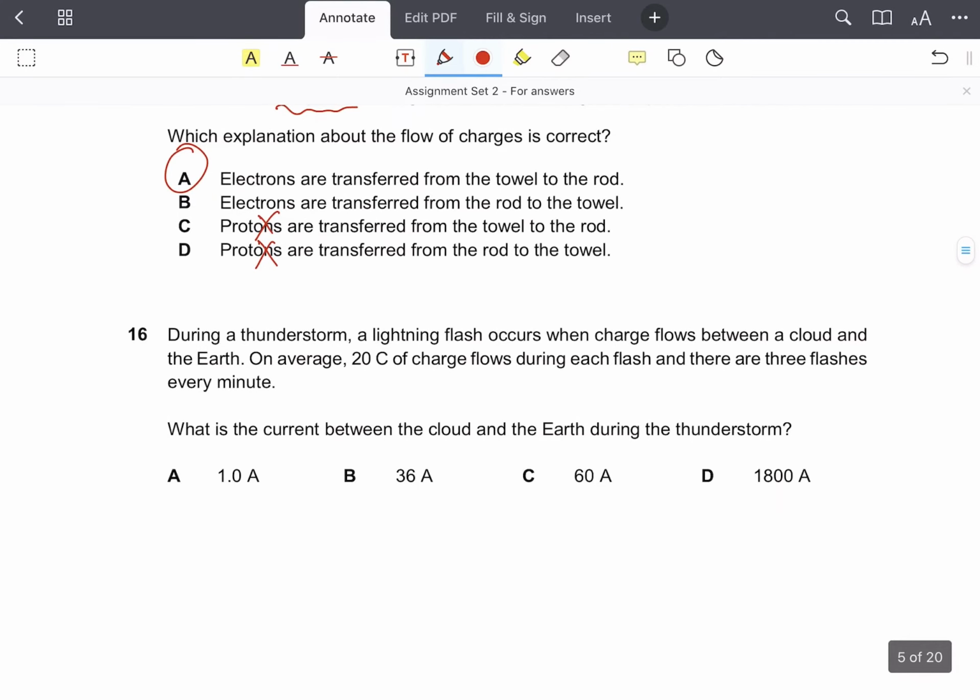Okay, so now 16. 16, you have a lightning flash. Past few days quite a lot of thunderstorm. So lightning flash, and on average you have 20 coulombs of charge during each flash, and there are 3 flashes every minute. Now they ask you to find current. There's only one formula that relates charge, current, and time. In case people don't know, Q is charge, I is current, T is time.